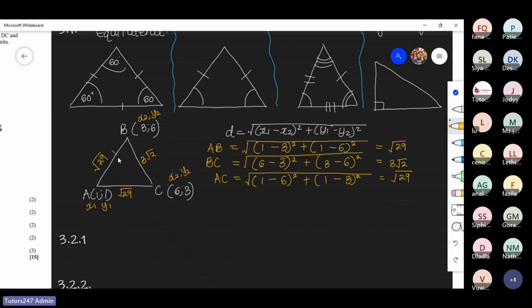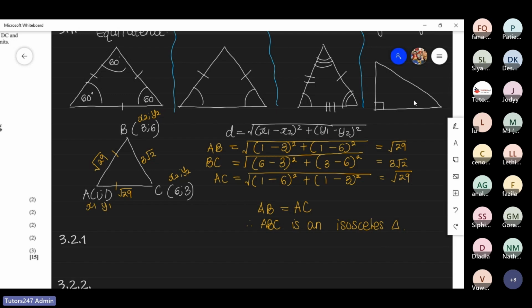So as you can see, AB and AC are equal to one another. So we can say AB equals AC. Therefore, ABC is an isosceles triangle. So we've now proved that triangle ABC with vertices A, B, and C is an isosceles triangle.